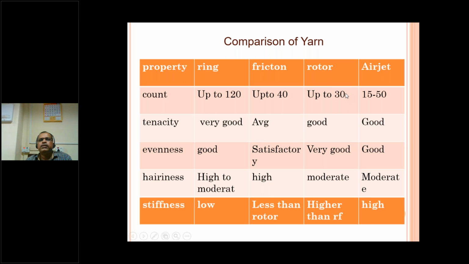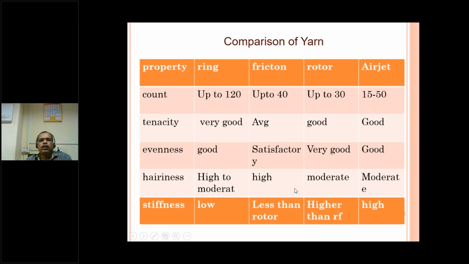Rotor also 30, and now it is possible to prepare more than that. And RZ also 50, 70, people are preparing. And coarser yarn is possible by this technology. Tenacity is very good in ring spinning due to the twist. It is average. Rotor is also good, but the tenacity is comparatively lower than the ring spun yarn. Evenness is good in ring spinning, and in the rotor also very good, and RZ also good evenness due to these wrapper fibers.